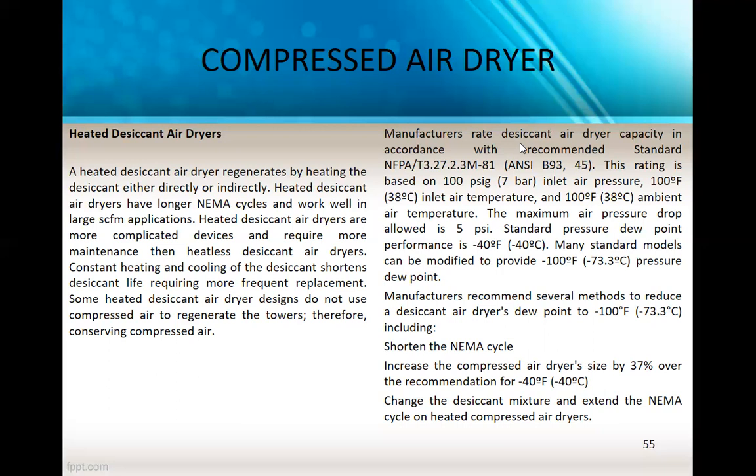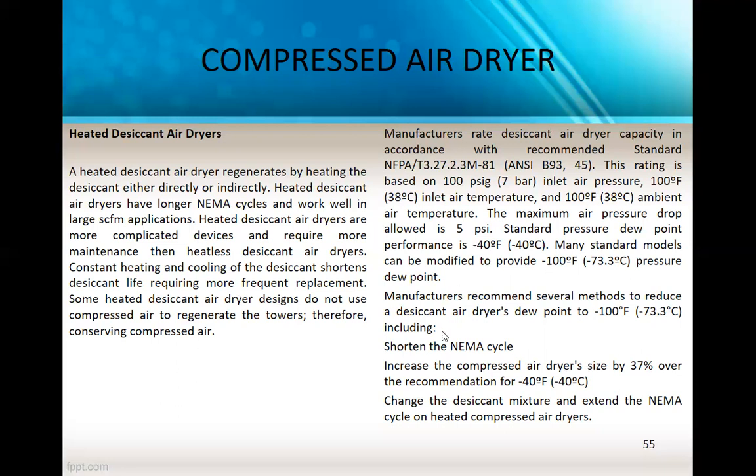Manufacturers rate desiccant air dryer capacity in accordance with recommended standard CAGI ADF 200 or ANSI B93.45. Natin yun. This rating is based on 100 PSI gauge, 7 bar inlet air pressure, 100 Fahrenheit or 37.7 Celsius inlet air temperature, and 100 Fahrenheit ambient air temperature. The maximum air pressure drop allowed is 5 PSI. The standard pressure dew point performance is negative 40 Fahrenheit. Many standard models can be modified to provide negative 100 Fahrenheit pressure dew point.